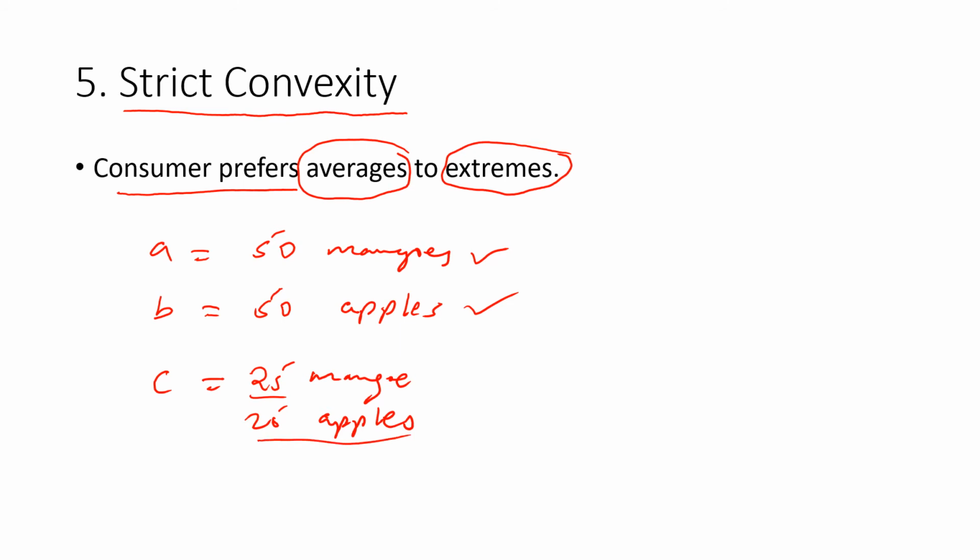So which one is more attractive to you? Obviously a typical consumer should choose bundle C, because it gives you the benefits of both these fruits, whereas the other two bundles give you the benefit of only one fruit. This one gives you the benefit of both these fruits. So C will always be preferred to both A and B.